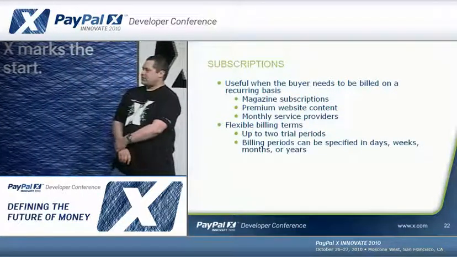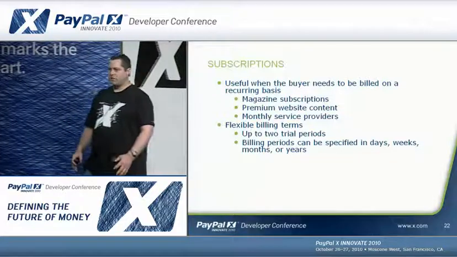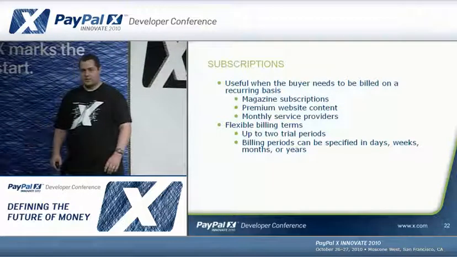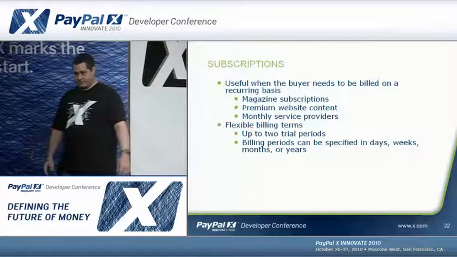Billing periods can be specified in days, weeks, months, or years. So you can choose to have your buyer billed once every month, once every 3 days, once every 2 weeks, once every 5 years.